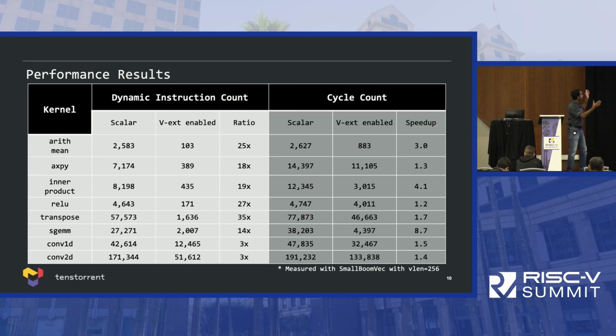Explaining the table, the left column lists the application kernels like arithmetic mean, AXPY, inner product, ReLU, matrix multiplication, transpose, and convolution, 1D and 2D. The second section talks about the dynamic instruction count. This is pretty much the instruction count you see in assembly, or the instructions you commit. Within that, there is a scalar column: if you run the same code in scalar mode, how many dynamic instructions would you see versus enabling the vector extension?